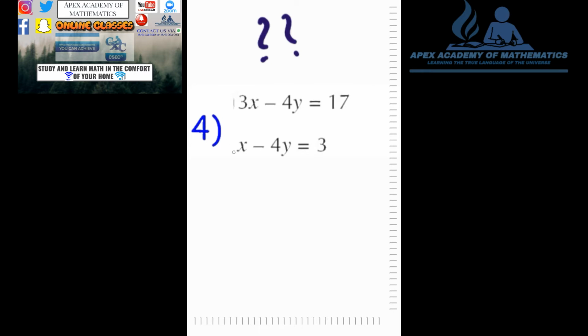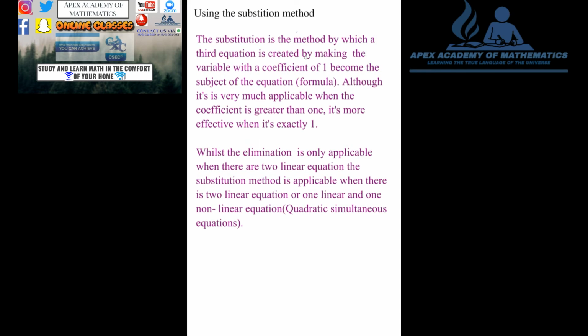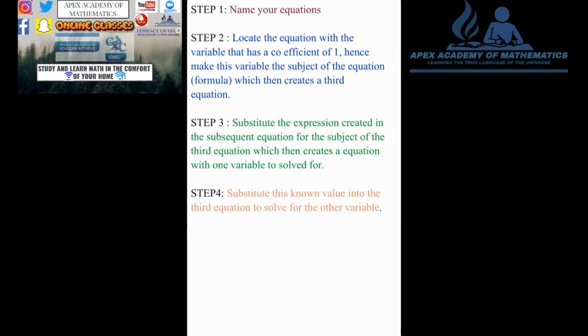Because the number in front of the x here is 1. And that pretty much is what I was trying to say when I was explaining this section here. The substitution method is the best method when a third equation is created, in making the variable with a coefficient of 1 become the subject of the equation. We haven't done this part as yet, but here is how we're going to do it. So the first thing you want to do here is to identify which equation has the coefficient of 1. It is equation 2.